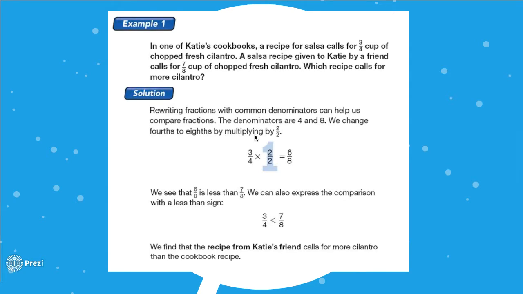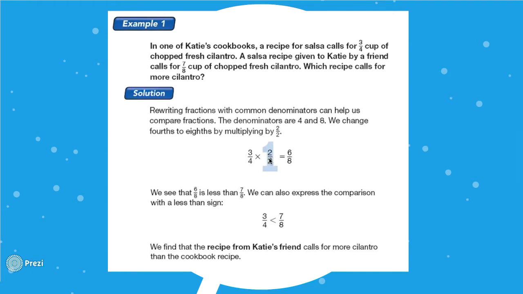Well, what we're going to do is look at the common denominators for 4 and 8. The least common multiple for 4 and 8 is 8, because 4 can be made into 8. So what I'm going to do is times 3/4 by 2.